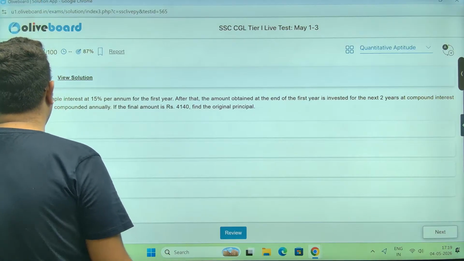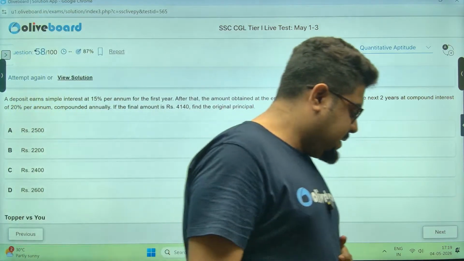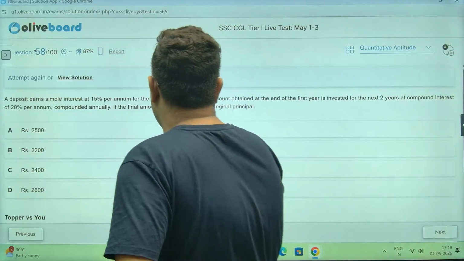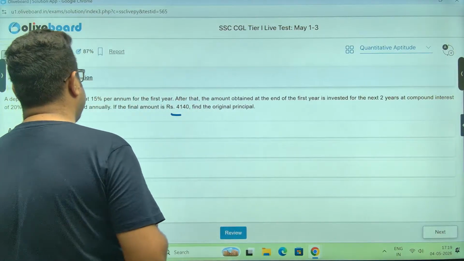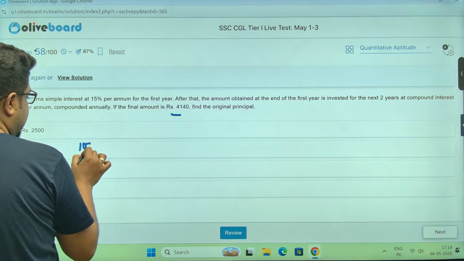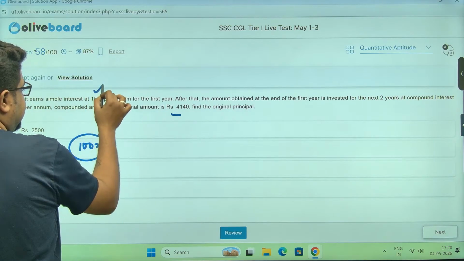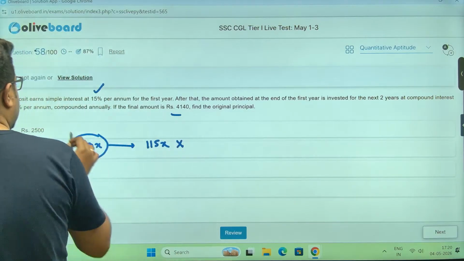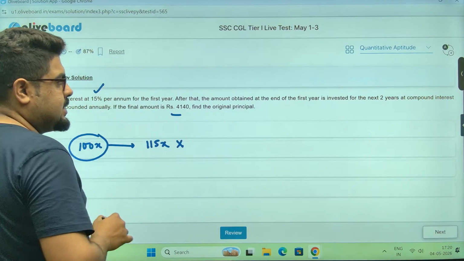Sir, next one. A deposit earns simple interest at 15% per annum for the first year. After that, the amount obtained at the end of the first year is invested for the next 2 years at compound interest of 20%. The final amount is given. Original principal, okay, sir. Original principal was 100x. First year 15%, so it became 115x. Now on that, 20% per annum for 2 years.